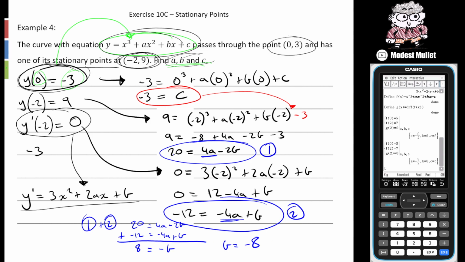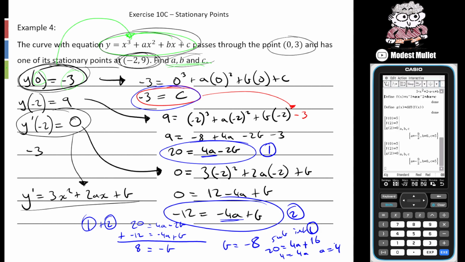Substitute that into one of the equations and you'll figure out what a is. Let's sub into 1. We're going to get 20 is equal to 4a minus 2 times negative 8, so that's going to be positive 16. So we get 4 is equal to 4a, so a is equal to 4. So we got c is negative 3, b is negative 8, and a is equal to 4.